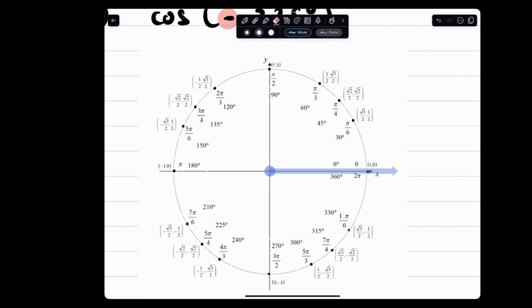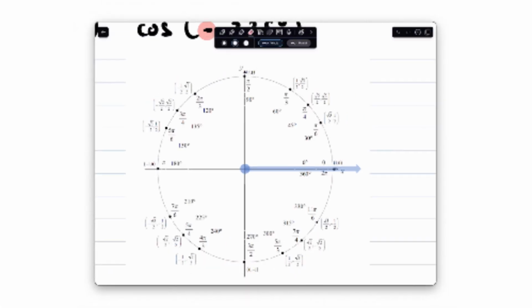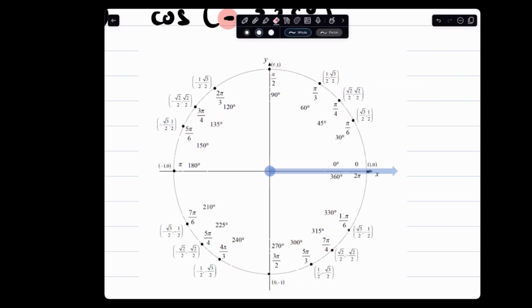Okay, give you guys some time to get these answers here. Let's get the clock out. Hey, clock. See what you guys get.